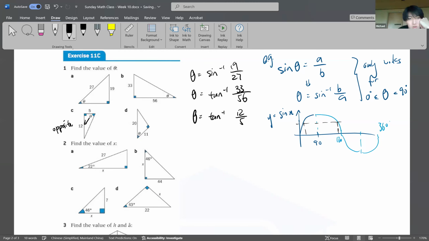That's why you always gotta look at theta. TOA, opposite and then adjacent. Yeah, opposite is opposite theta. Adjacent is adjacent to theta and the right angle.